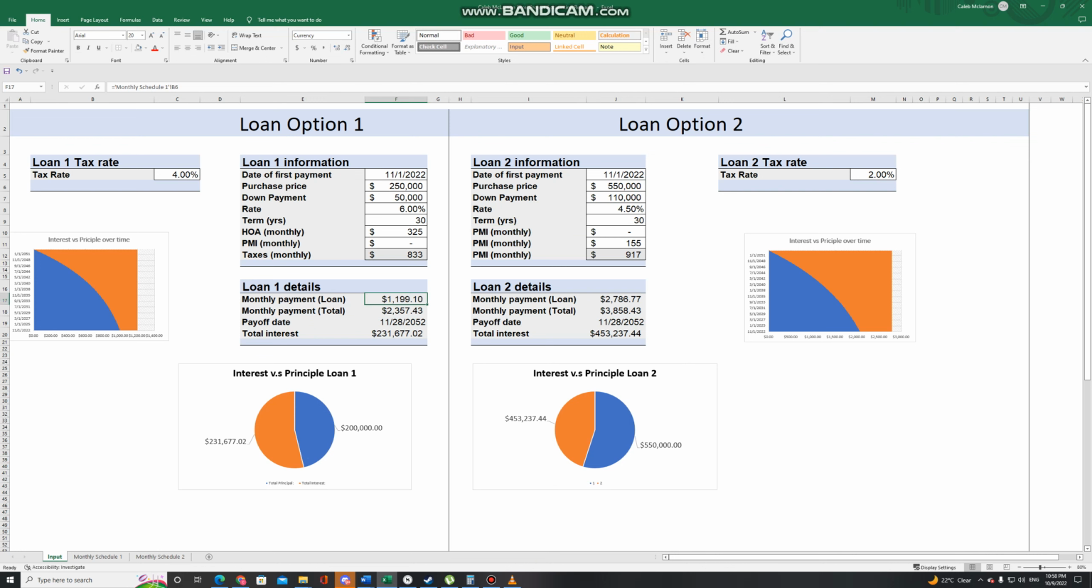These charts show the interest versus principal amount, and this shows over the years how the principal increases versus the interest payment over time.